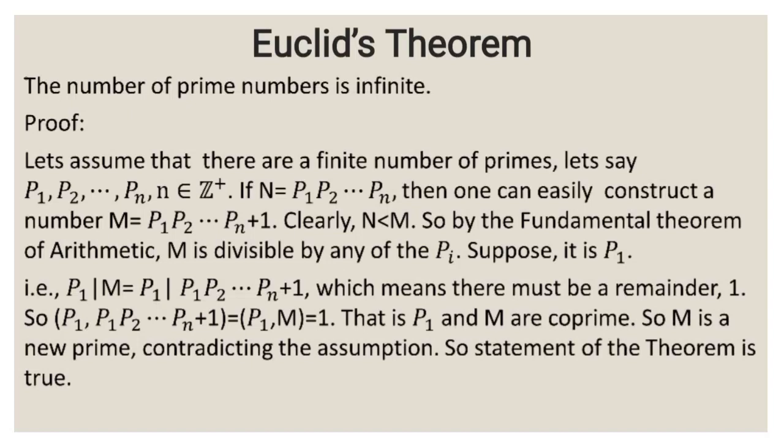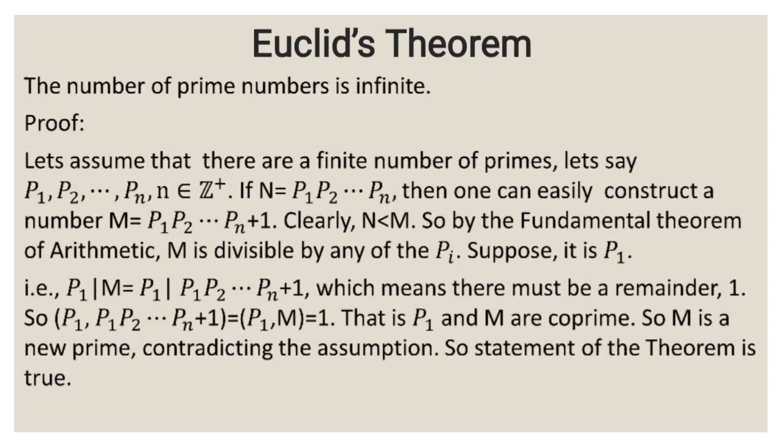Next is Euclid's theorem. Euclid's theorem states that the number of prime numbers is infinite. So if I ask you to state and prove Euclid's theorem, this is what you're going to do, which is what you see on the screen right now. Infinite means that there are many; you can't count the number of prime numbers. That's what Euclid's theorem is saying.